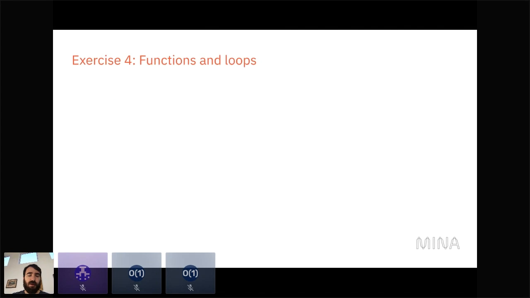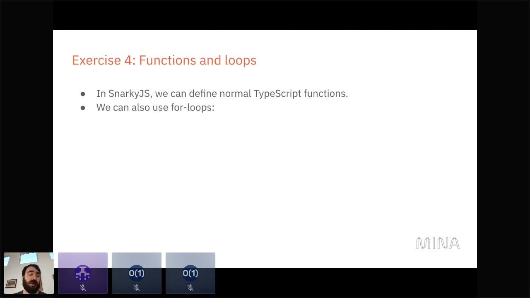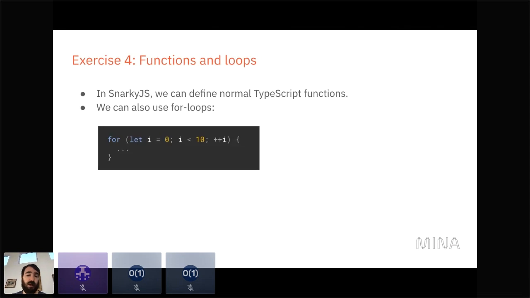Oh, sorry, the title for this slide is slightly off, but the content is as intended. So in SnarkyJS, as I mentioned, we can define normal TypeScript functions, and we can also use for loops. It's just a normal TypeScript or JavaScript for loop, looks like that: for let i equals 0, i less than 10, plus plus i. You can do whatever you want. I'll pause on that for a second and just mention all the normal TypeScript stuff is there.